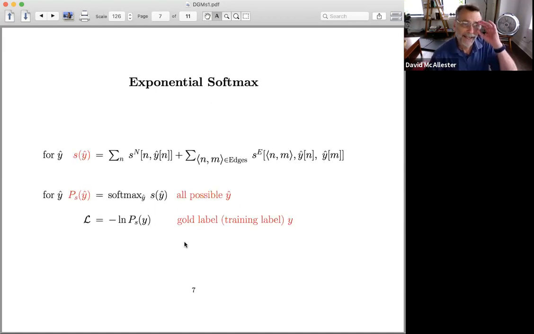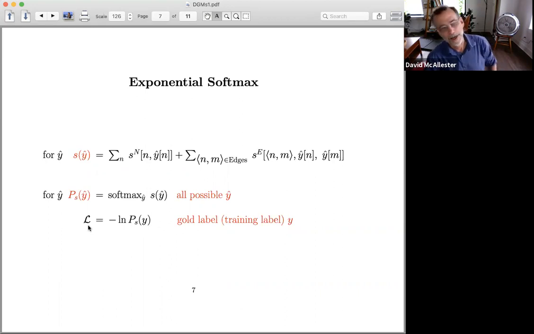And then that gives us a score for this whole labeling, the labeling of all the nodes. And we want to take a softmax over all labelings of the score of the labeling. So we're defining a probability distribution on the global labeling by taking a softmax over all possible labelings of this score that's looking at these tensors.